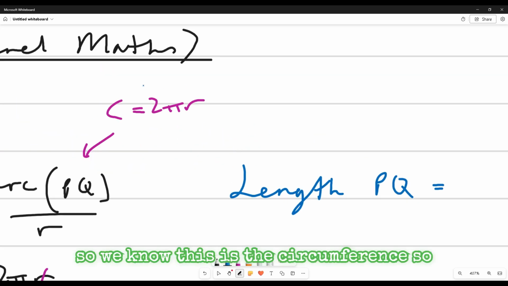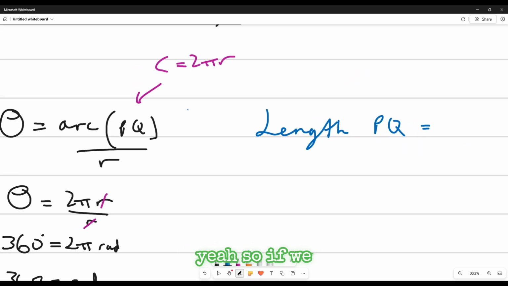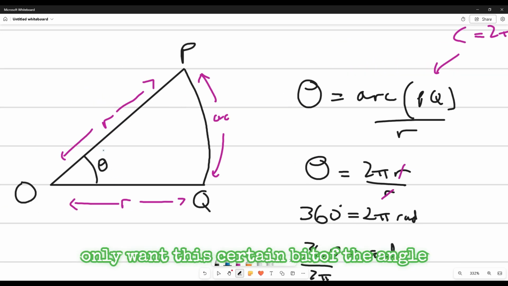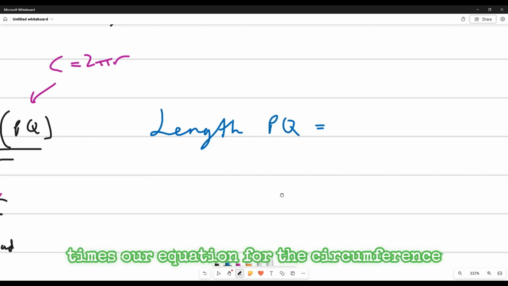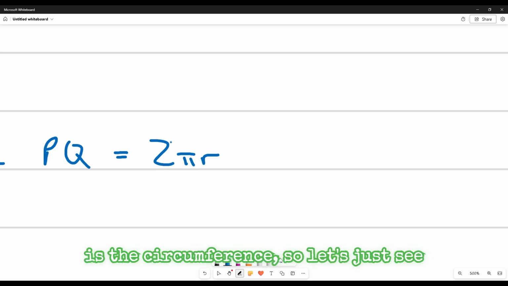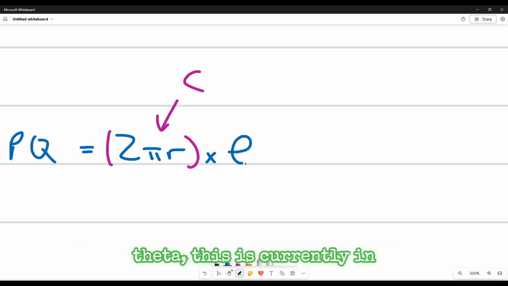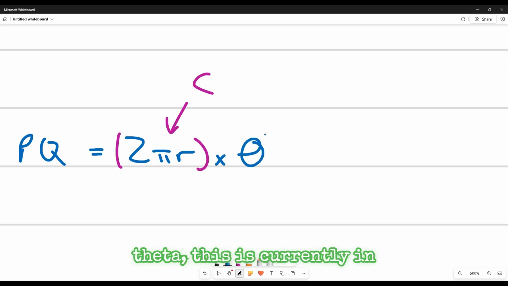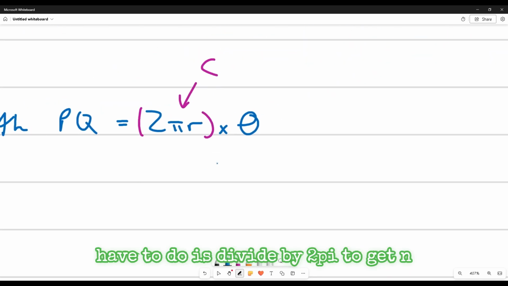So we know this is the circumference, so this is the length of the whole circle, yeah? So if we only want this certain bit of the angle theta, all we have to do is times our equation for the circumference by theta. So if we've got 2 pi r, this is the circumference, so let's just say C for circumference, and then times it by theta. This is currently in degrees right now. So like I said, all we have to do is divide by 2 pi to get in rads.